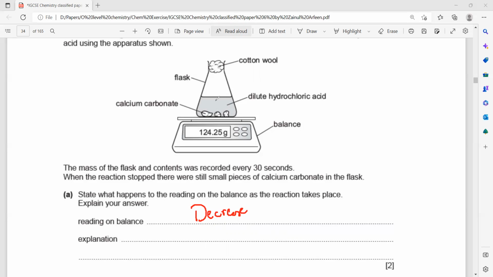Solid amount decreasing is not the right answer, because even if the solid amount decreases, that solid is dissolving. But what happens is that when the solid reacts, it gives off gas as well. And that gas escapes. That's why the mass of the contents in the flask decreases.